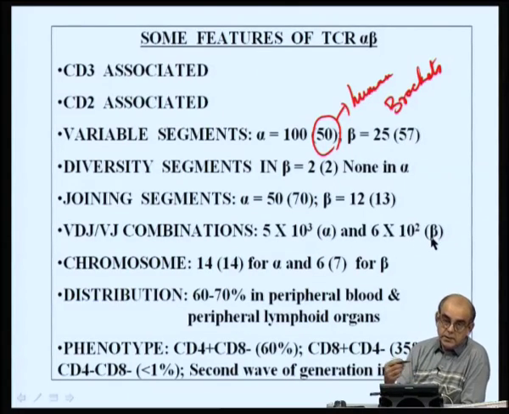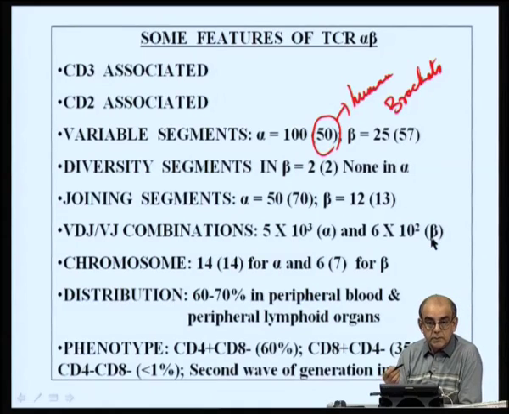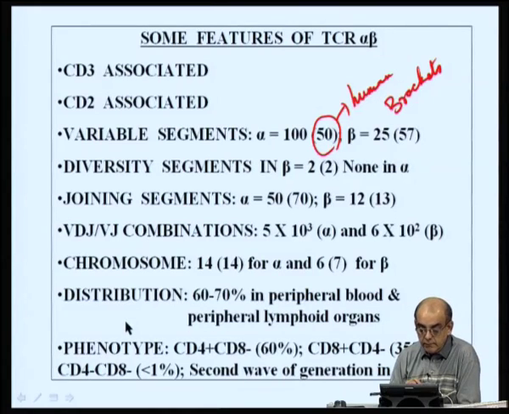This is what gives you the diversity in the case of T cell receptors, and in the case of immunoglobulins it is the light chain and heavy chain that give you the diversity. The chromosomes that code for these subunits are chromosome 14 both in mouse and humans for the alpha subunit, and 6 in the mouse and 7 in the human for the beta subunit.